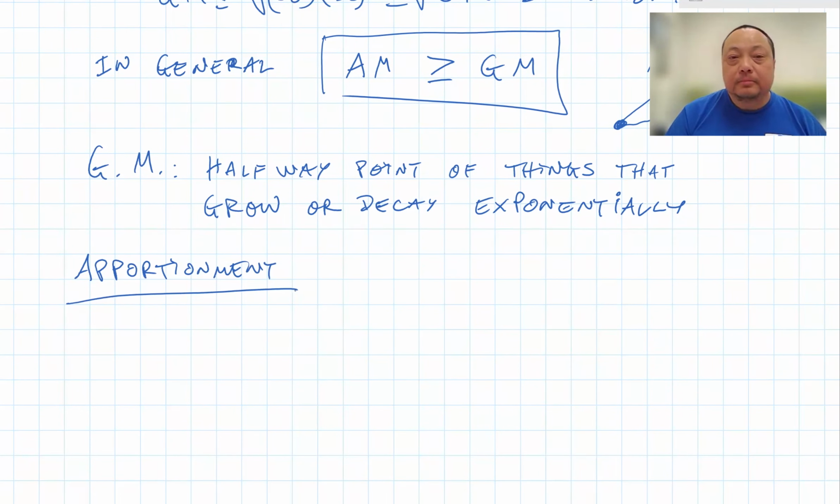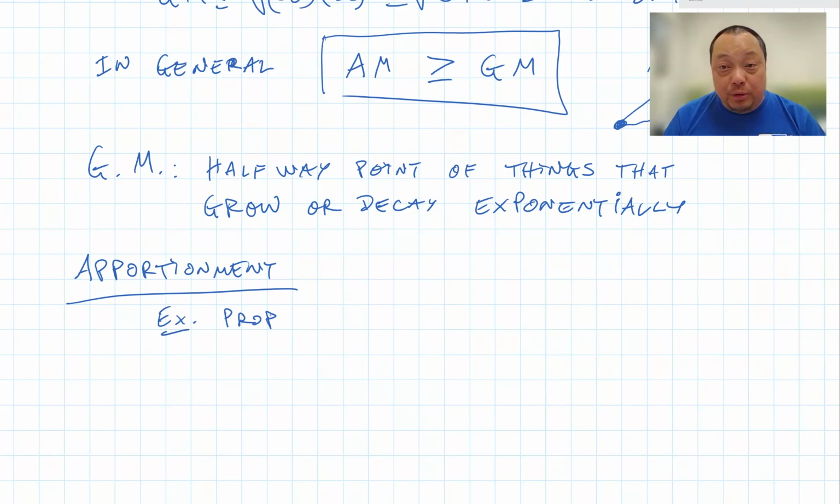Apportionment. In deciding how many seats a state should have in the US House of Representatives, you're supposed to use a proportion, right? But as you've done a lot of calculations with proportions, a lot of the time you come out with a decimal. Then you have to decide whether to round up or round down.